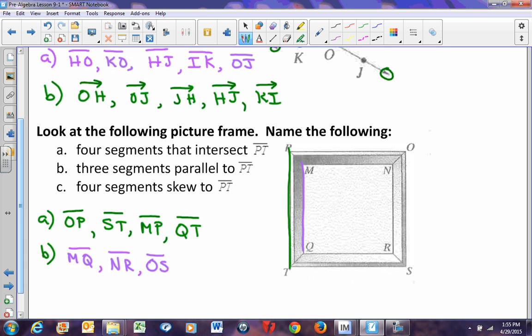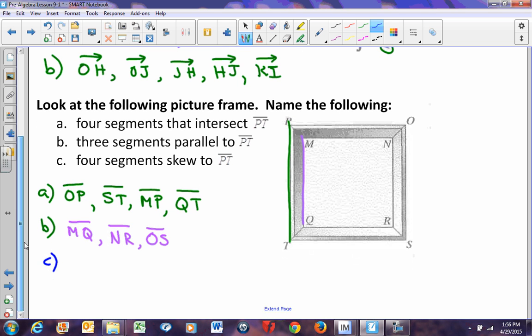Now the hard one. Let's go part C, which is skew. We need skew to PT, which means doesn't lie on the same plane. Okay? If it's not lying on the same plane, we have to think of this as being 3-dimensional. This is like a box, and this is the going deep in. R to S goes through the box deep-wise. So R to S is a skew segment because it's not on the same plane and it's not going to cross, which means also O to N is a skew segment, isn't it? Okay, O to N is also skew.